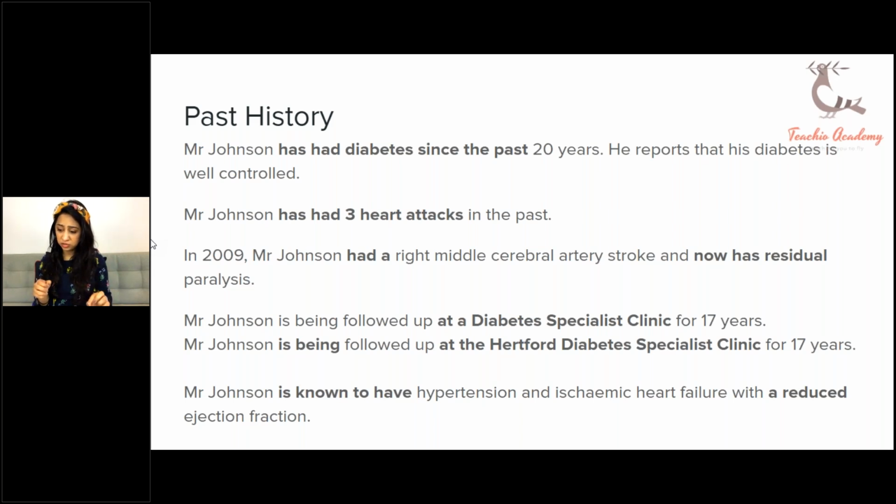Guys, if you've understood that subtle point as to why the diabetes was "has had", the middle cerebral artery stroke was "had", and the residual paralysis was "has", please type in yes, because this is a very, very, very important concept that you do need to know on your OET writing.